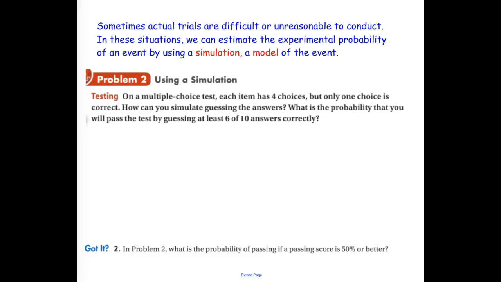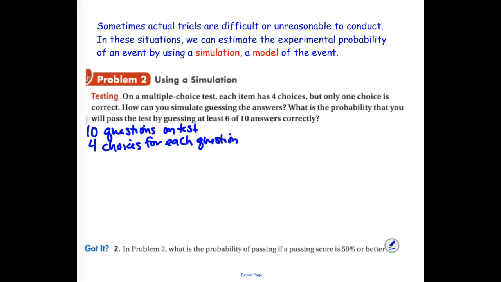What is the probability that you will pass the test by guessing at least 6 of the 10 answers correctly? So there's a couple things you need to pick out from this. How many questions are on the test? 10. They said they wanted 6 out of 10 right, correct? So we have 10 questions on the test. How many answer choices do we have for each of those questions? 4. Okay, 4 choices for each question.